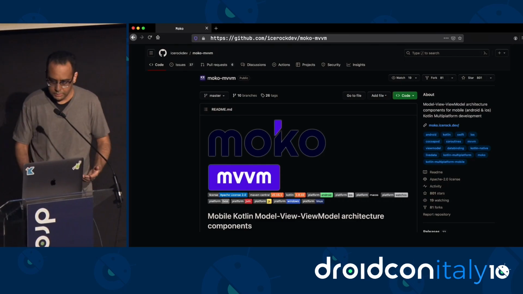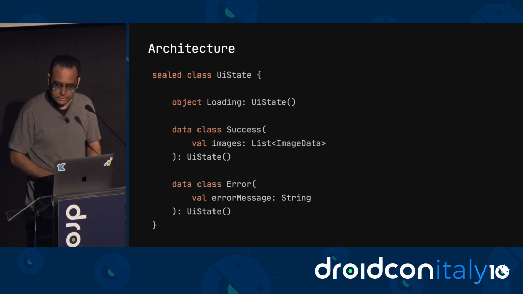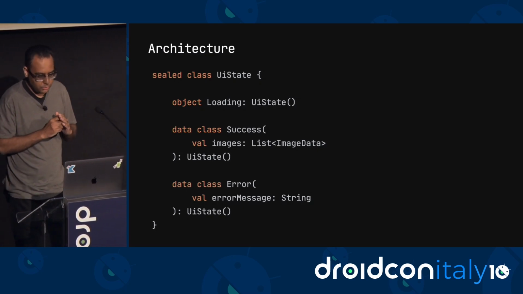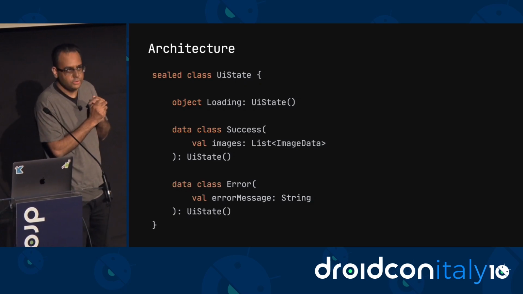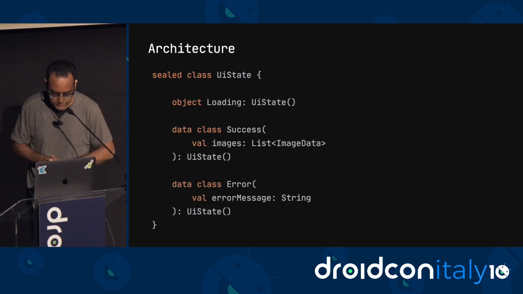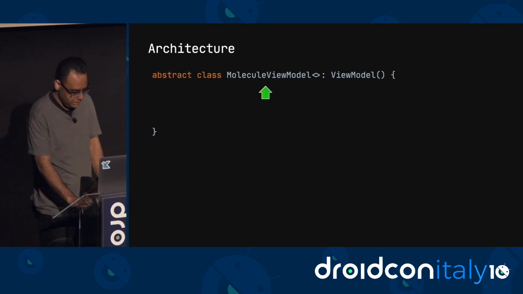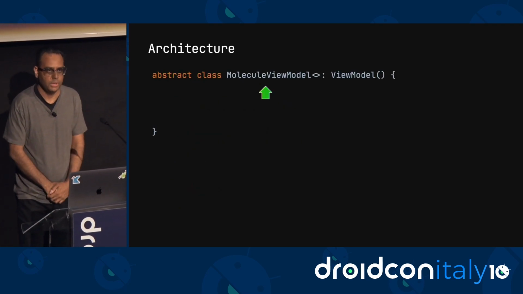How does that work? The first thing I'm going to do is set up a state machine. I have my UI state sealed class. All of you know what this is, right? Loading, success, error. It's simple. I'm going to create a view model. It's an abstract class ViewModel.